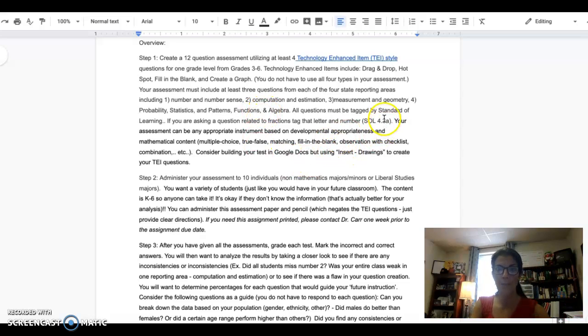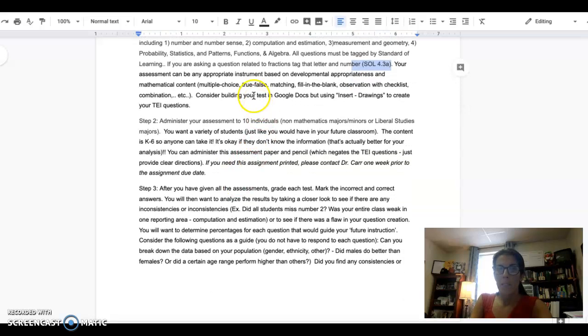All of your questions have to be tagged by the SOL. So you want to write a question, and then right after it in parentheses, put the SOL. Be very careful that you are including standards from the curriculum framework. The updated math standards include a letter after each standard, grade level, and category. You may want to consider building your test in Google Docs because it's very user-friendly, based on our demonstration in class.